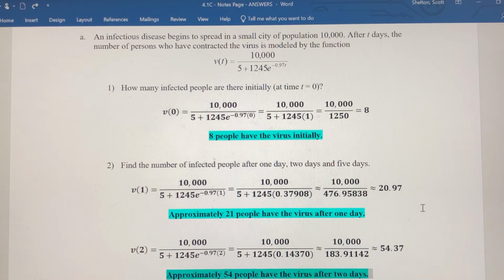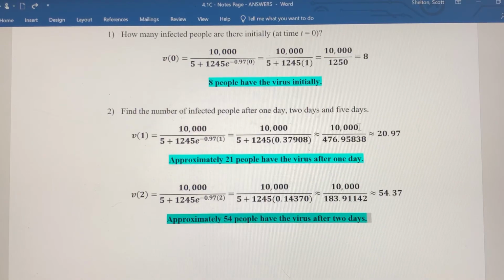So after 2 days, we've grown from 8 to 54 people. So you can see the growth increasing at a quicker rate. Okay, so from 8 to 21, it was just a difference of 13. From 21 up to 54, we're talking about a difference of 33. Okay? All right, so now let's see after 5 days.